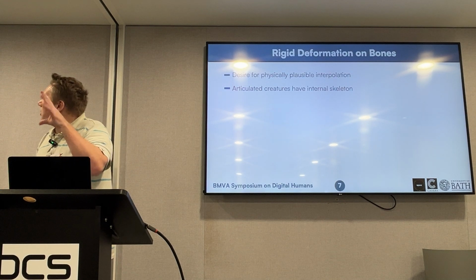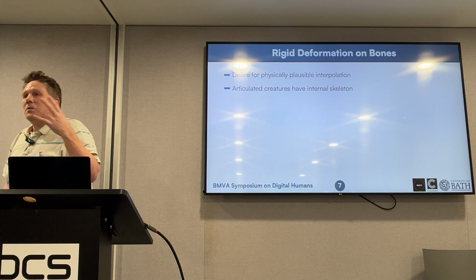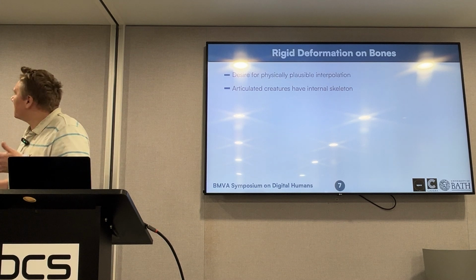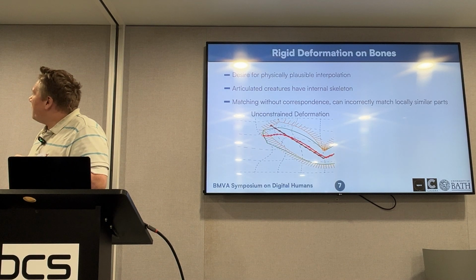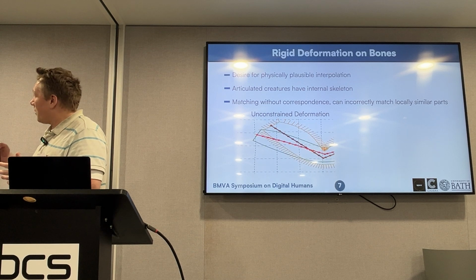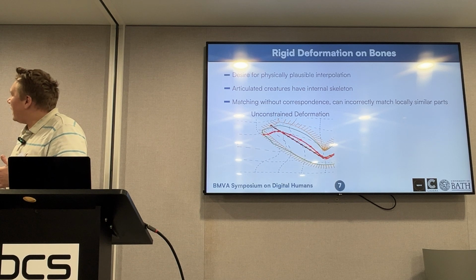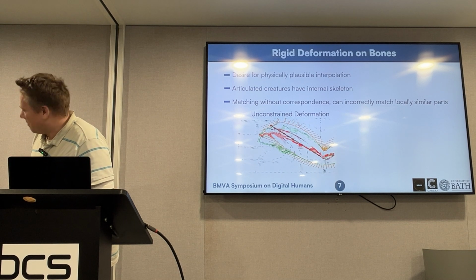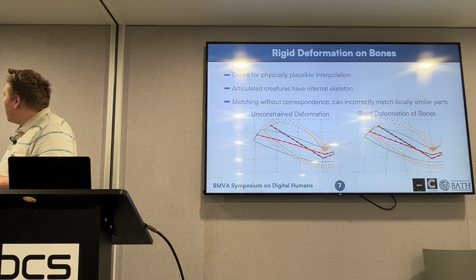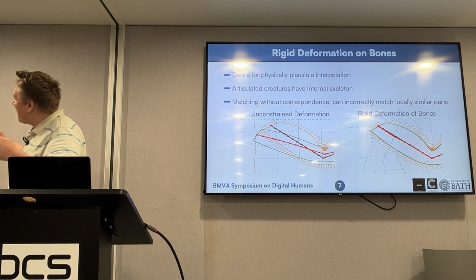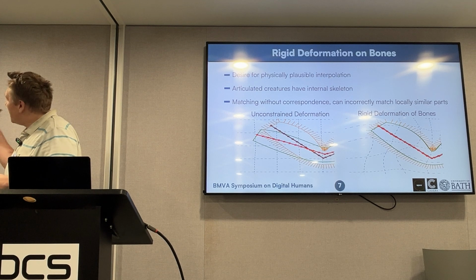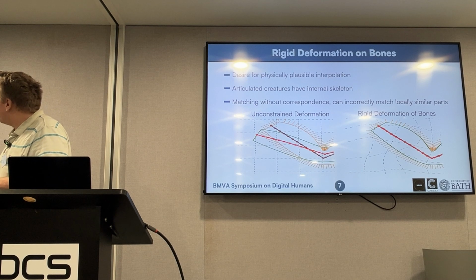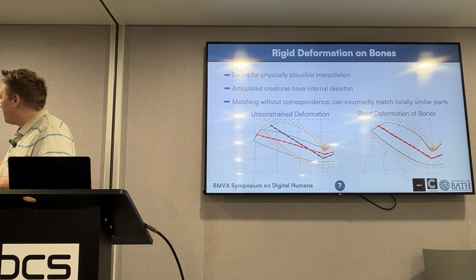So why do we do this? Well, it's designed for this physically plausible interpolation, and articulated creatures have this internal skeleton. What we found as well is if you try and do this matching without correspondence, it's quite easy to actually match locally similar parts, which are actually the wrong part. Whereas if you have the skeleton with some samples on it, and we push these samples through and match those to the rigid transformation, we can ensure that the right parts match up.